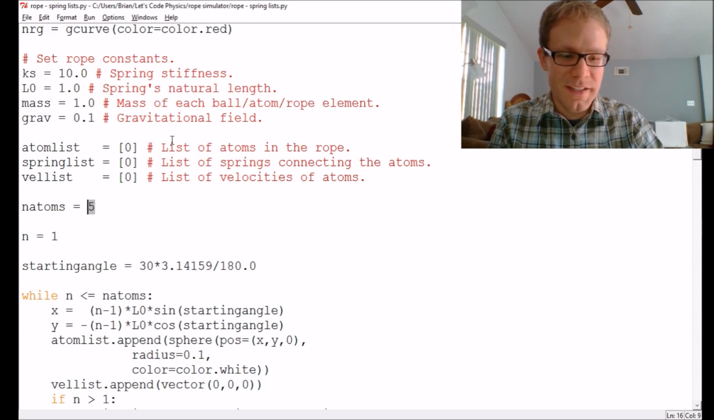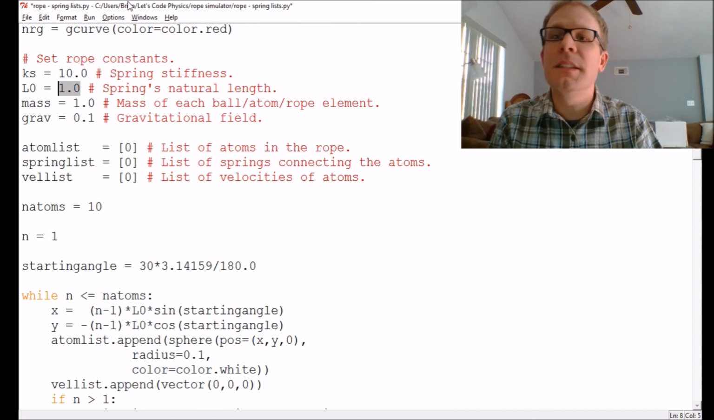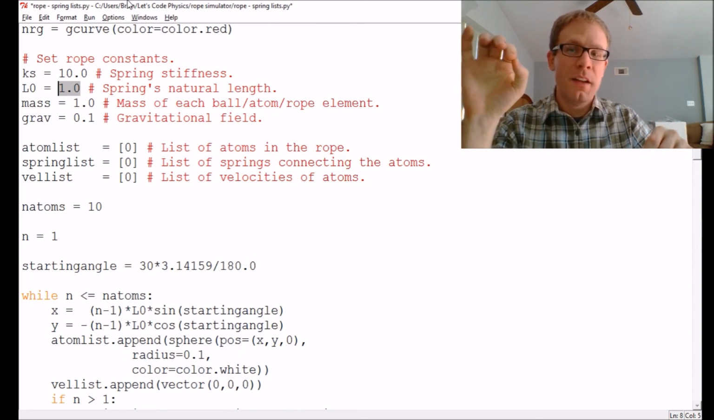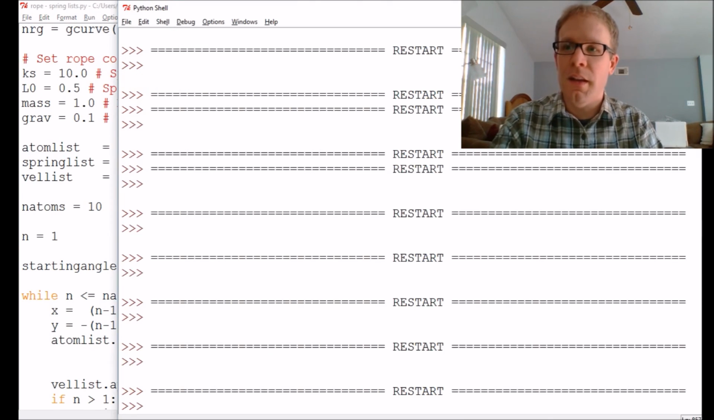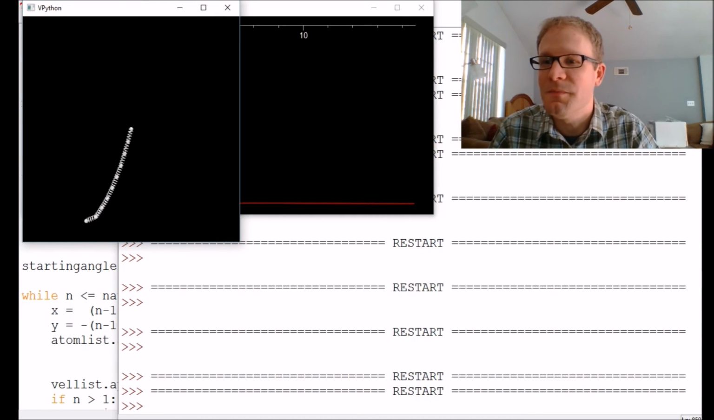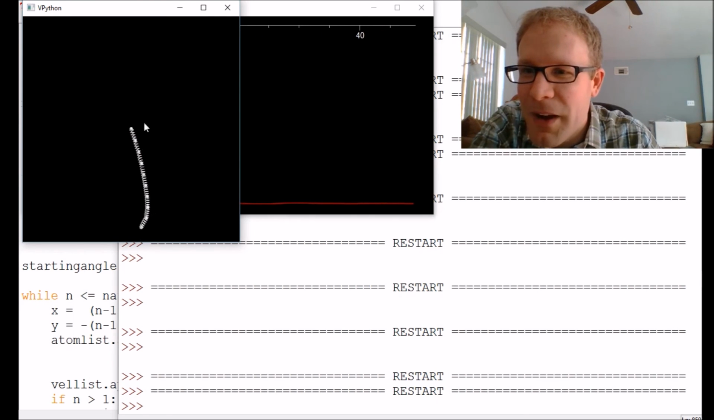So let's increase this thing to, I'm feeling really well, no, let's be conservative first. Let's just double it to 10. And what I'm going to do is cut the spring's unstretched length in half so that the total length of this rope is going to be the same as it was before, but now we're dividing it up into smaller pieces. And so we should see it be a bit more fluid, a bit more rope-like, if you will. There, it's swinging back and forth. It's got a little bit more bounce to it now, I see.